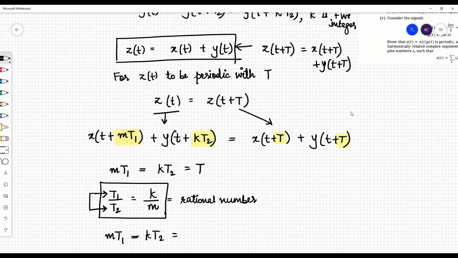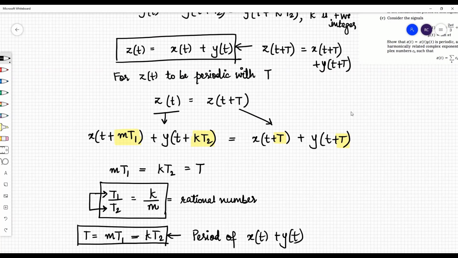So you need to first find the ratio T1 upon T2, bring it to the form k by m, check if it's rational, and then based on the minimum values of k and m that you obtain after cancelling out, m times T1 and k times T2 would both give you the same thing, and this is what would be the period of xt plus yt.